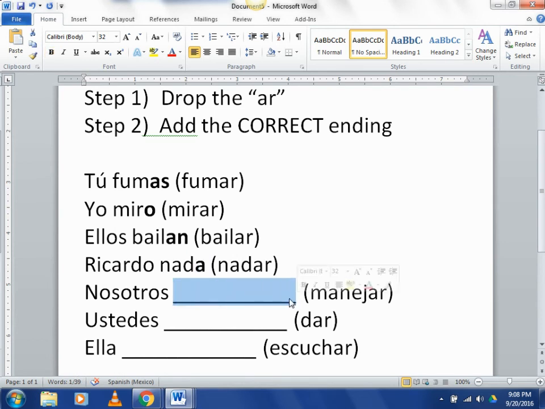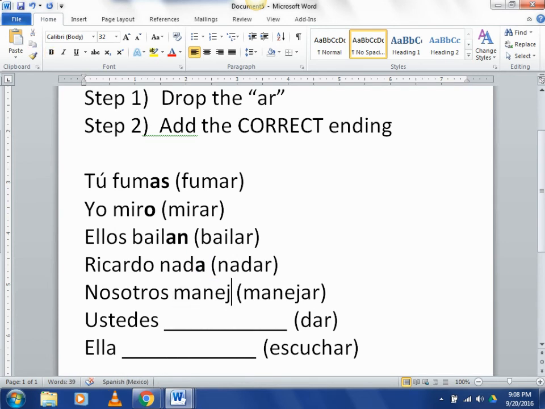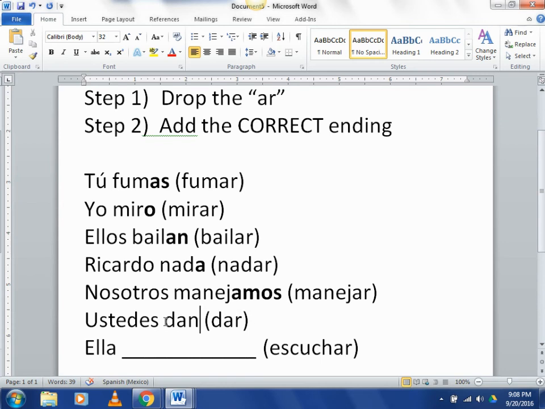Manejar, drop the AR again. The correct ending for nosotros, amos, manejamos. Ustedes dar, we're going to drop that AR. The correct ending is on, dan. Ella escuchar, drop the AR. The correct ending is escucha.